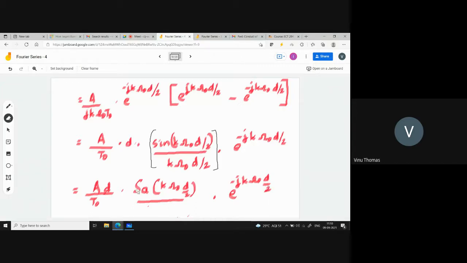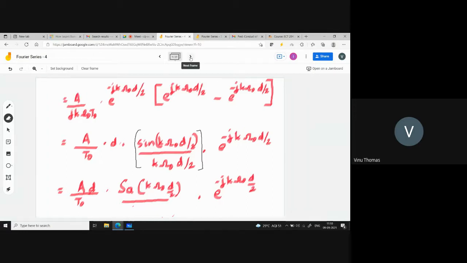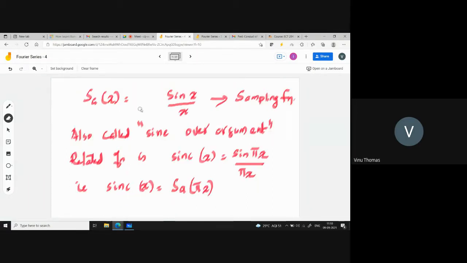So this SA we will define here now. SA of x is equal to sine x by x. We will call sine x by x as a sampling function.